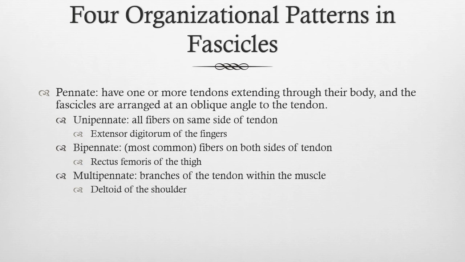Bipennate muscles have two origins. The muscles themselves go in two directions in a sense, and this is similar to the rectus femoris within the thigh. And then we have multipennate, lots of branches for them. Again, they converge down into a single tendon there in the arm when we're talking about the deltoid, and that comes down and inserts into the humerus.